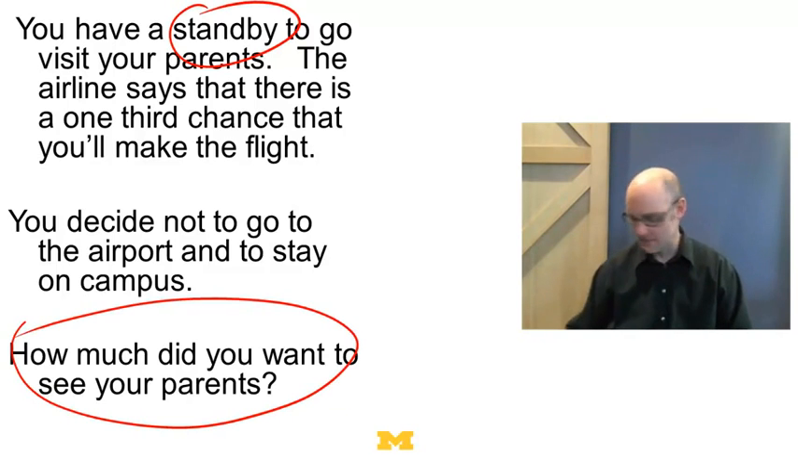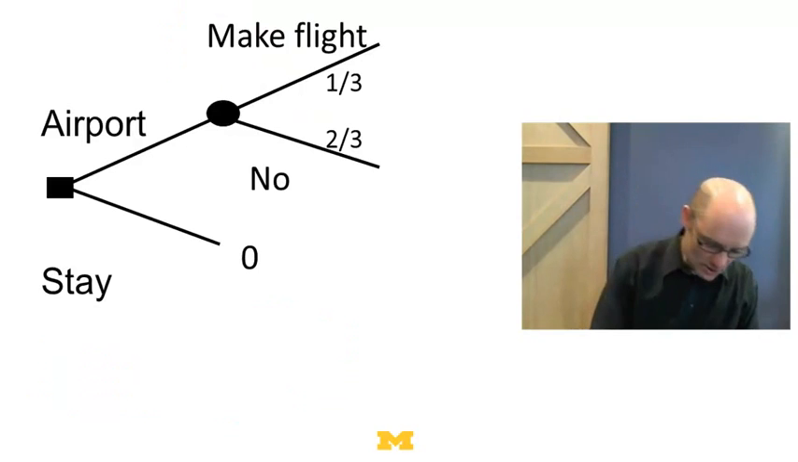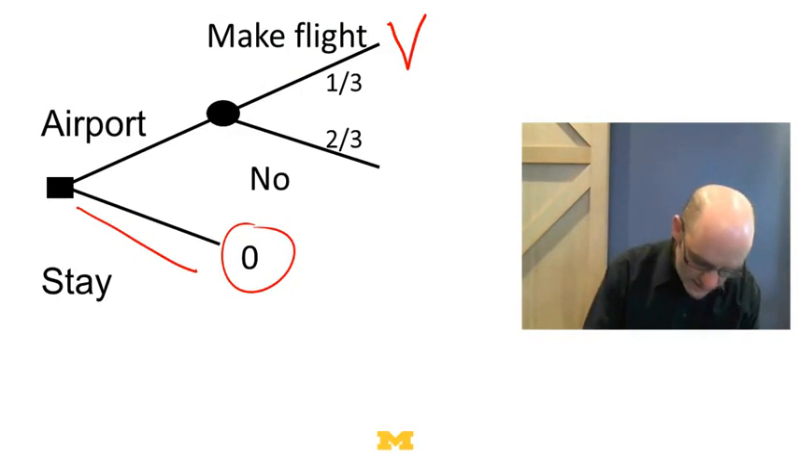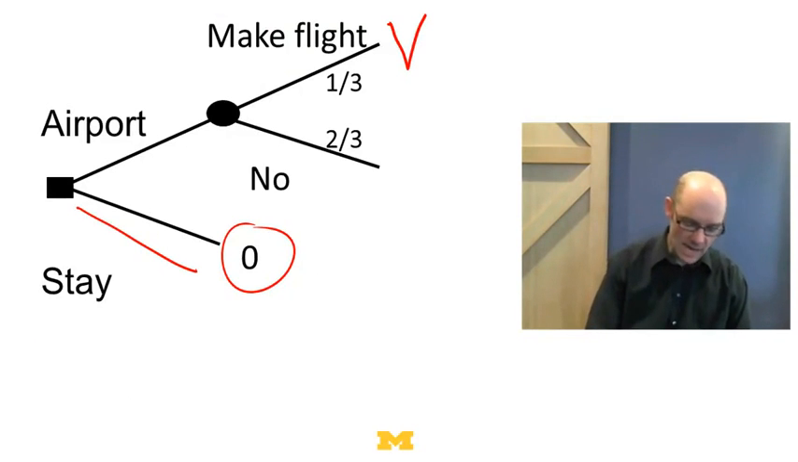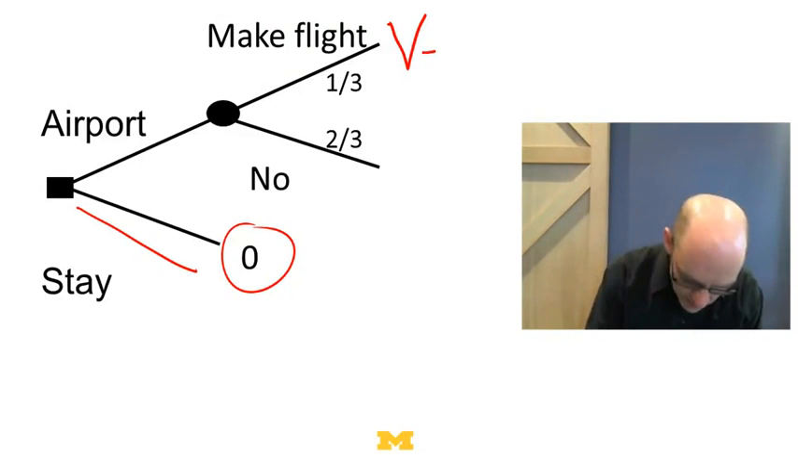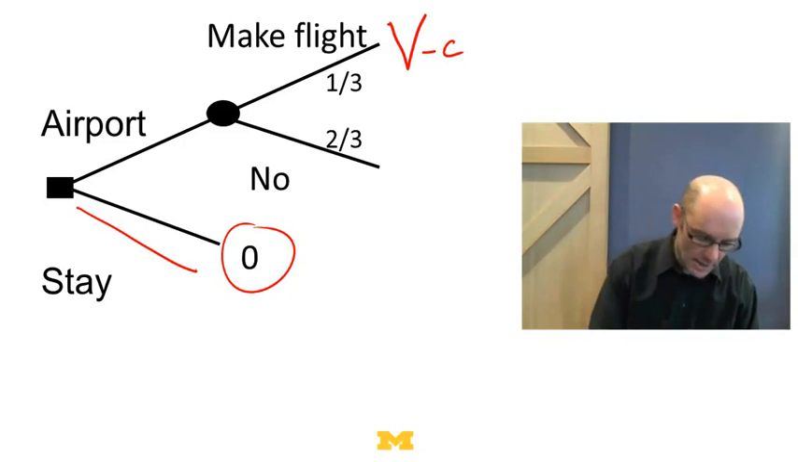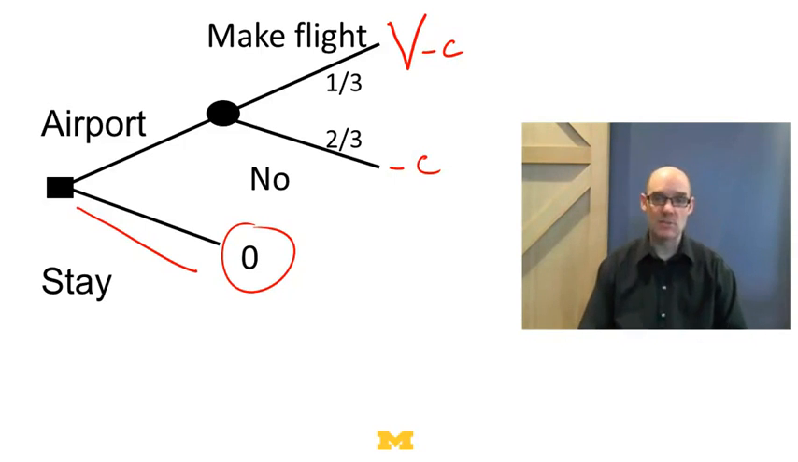What do I mean by that? Well, here's the decision. You stay on campus, and let's make that a baseline payoff of 0. You can go to the airport, and there's a 1/3 chance you're going to make the flight. Let's call this V, the value of seeing your parents. Now, there's a 2/3 chance you don't, and we'll put in a little cost here, minus C, for a couple hours of your time to take the taxi or the train to the airport and back. Alternatively, you cannot make the flight, and there the cost is just minus C.